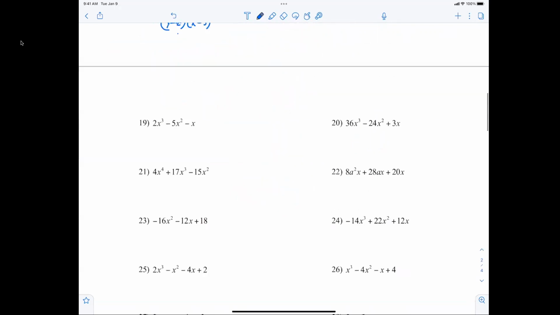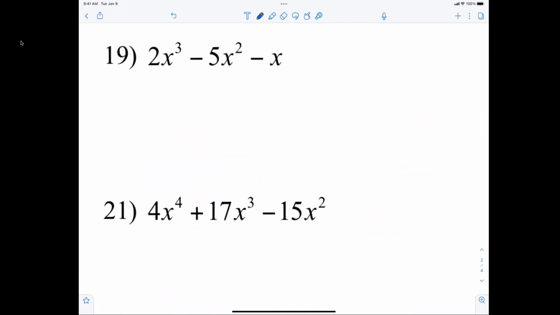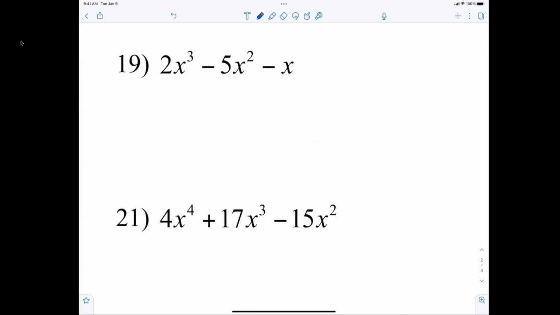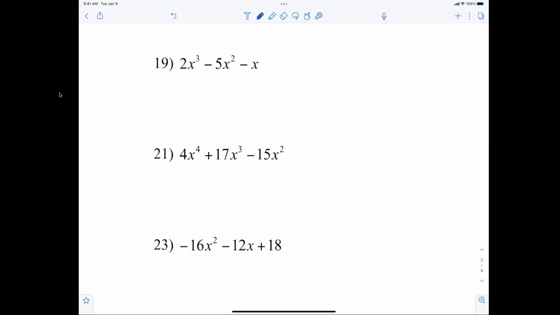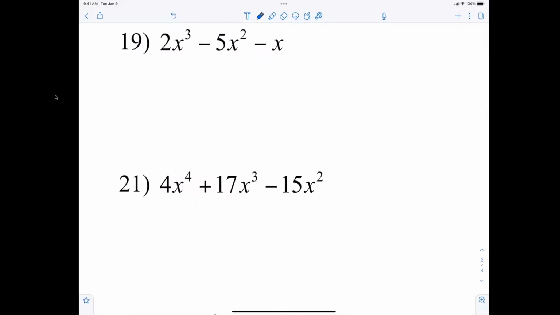All right. Is there a GCF on number 19? Yes. X. All right. Now what I'm going to do is I'm going to put it on pause for 5 minutes. Zoom. All right. And you can just watch. All right. GCF X, parentheses, 2x squared minus 5x minus 1.